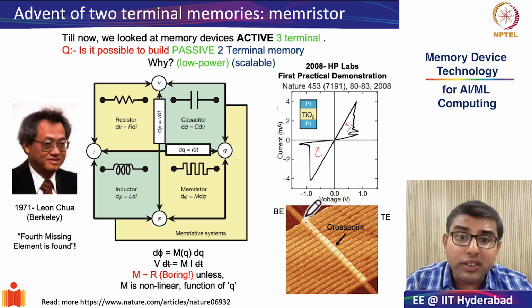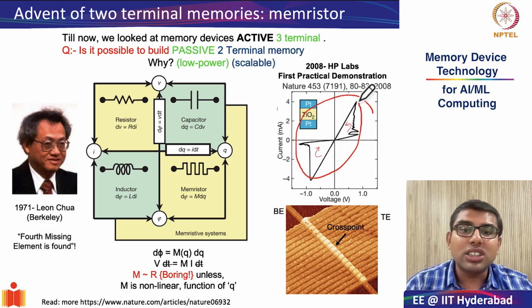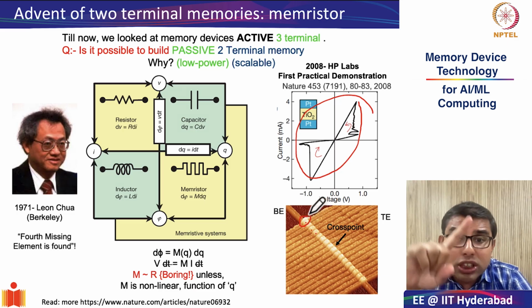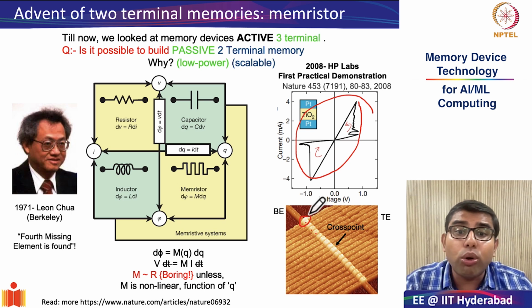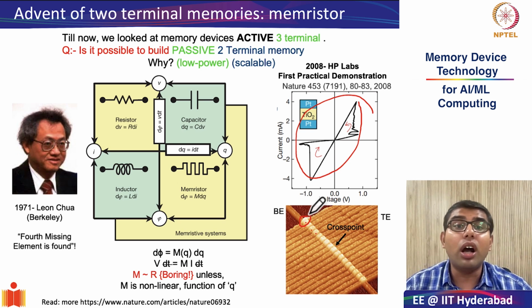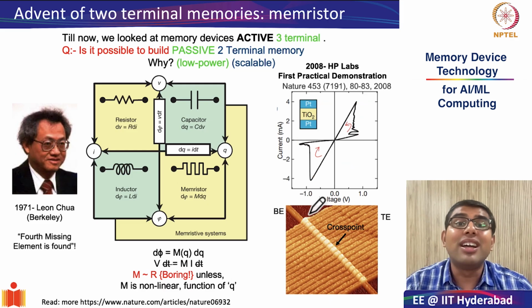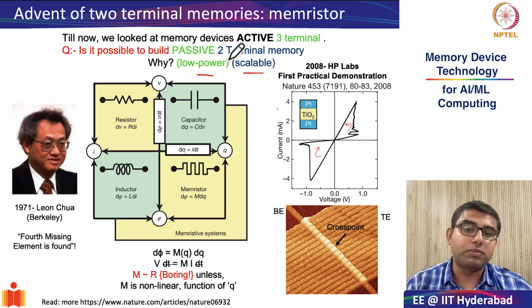And each of these cross points has characteristics which look like this. So in a very small area, a very small, minute footprint of a cross point between a bottom electrode and top electrode, you are able to make a memory element. And this is why this was such a big breakthrough, that now there is a promise to make scalable, low power, two-terminal passive memory elements.